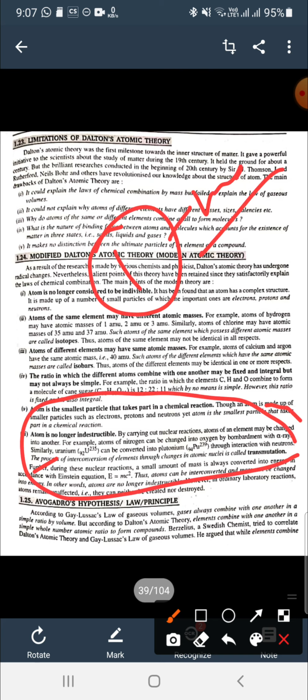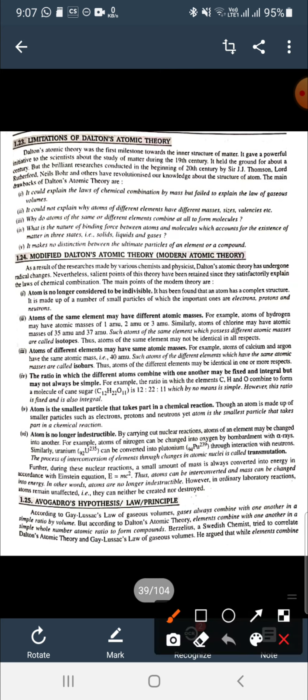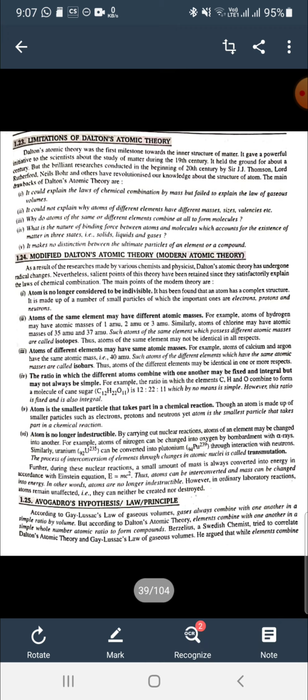It can be a 1 mark question. What is transmutation? The process of interconversion of elements through changes in atomic nuclei is called transmutation. So by carrying out nuclear reactions, atoms can be changed into other atoms.